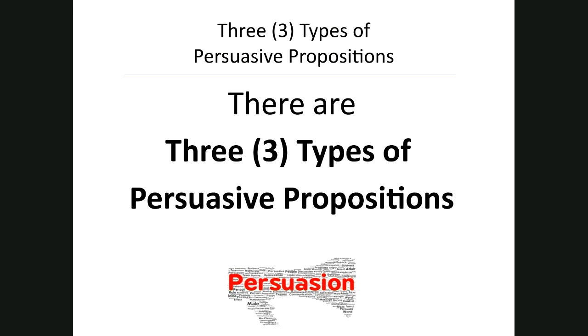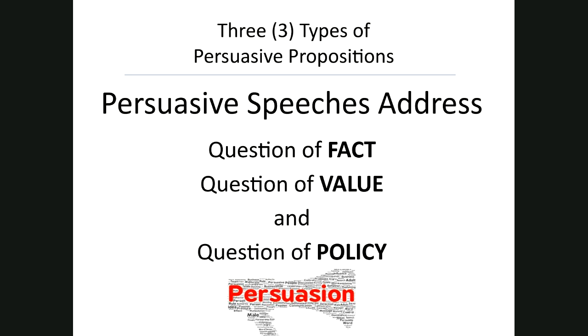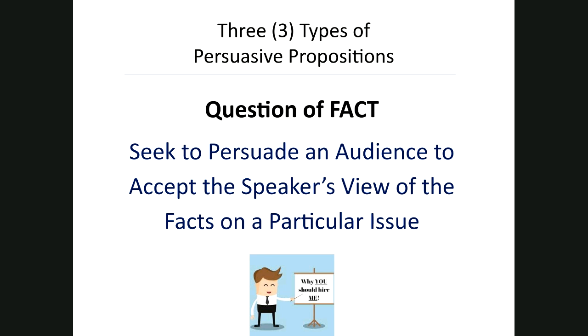Now, there's three types of persuasive propositions. Persuasive speeches address these three propositions: question of fact, question of value, and question of policy. Okay, we're going to talk about question of fact first. These persuasive speeches on question of fact seek to persuade an audience to accept the speaker's view of the facts on a particular issue.